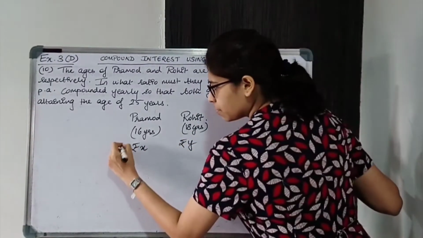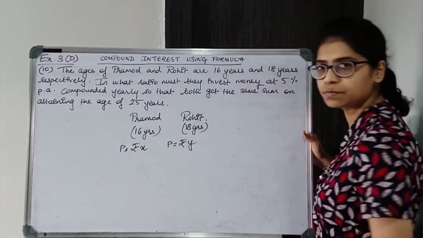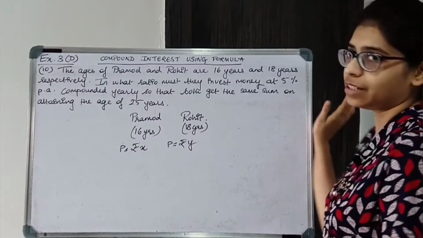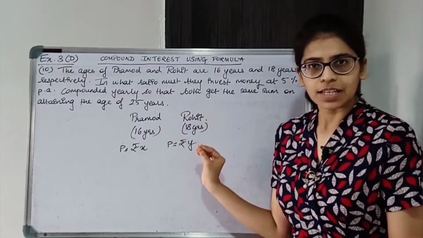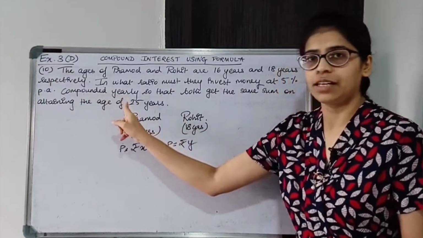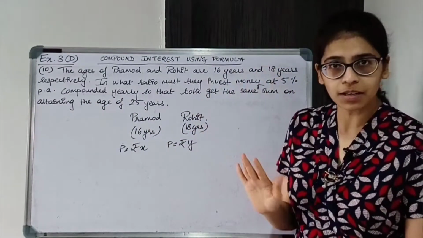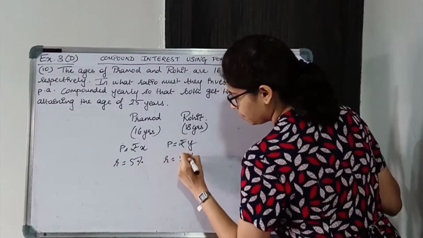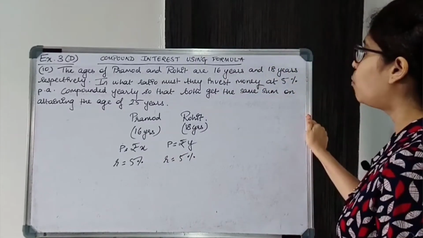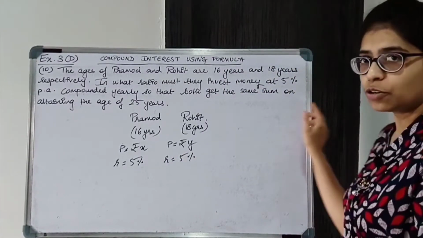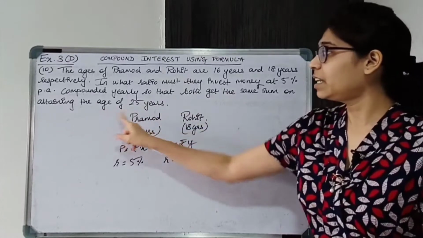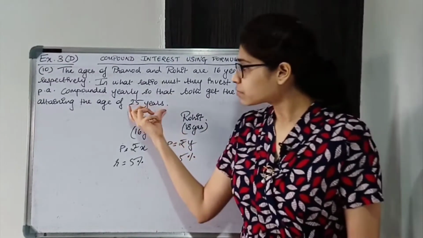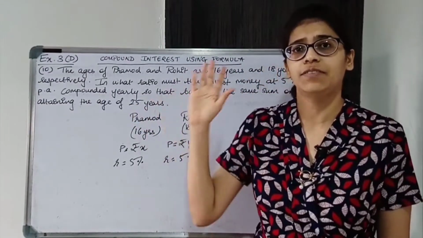This is the principal. In what ratio must they invest money at 5% per annum compounded yearly? So the rate of interest is the same in both the cases. R is the same, compounded yearly, not half yearly. So it is the normal formula. R is 5% in both the cases, so that both get the same sum on attaining the age of 25 years. I'll come to this part later. First, when both reach 25 years of age, they will get money.